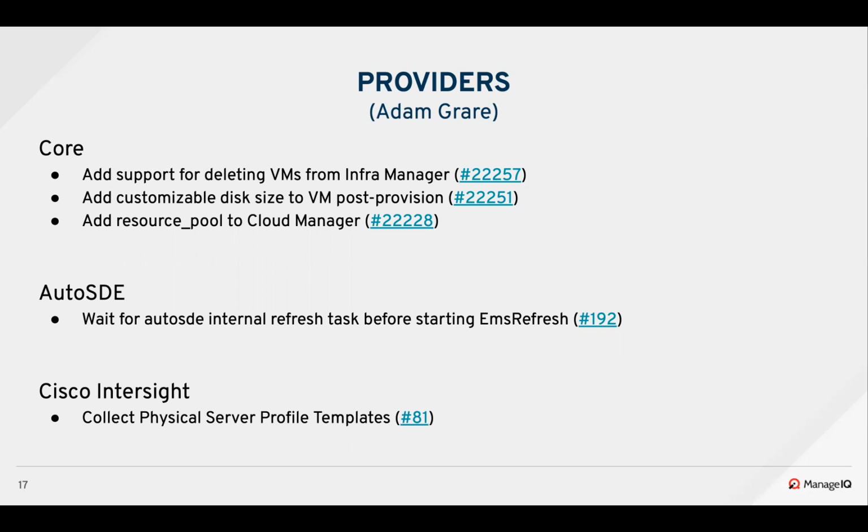For AutoSDE, they added another state in their EMS refresh state machine to wait for an internal AutoSDE refresh task to complete before starting our internal EMS refresh. Basically, what was happening was the storage would get provisioned, and we would immediately do a refresh, and it wasn't being represented in the API because it hadn't completed internally yet. And so they added a step to wait for AutoSDE to internally refresh their database so that the API would be reflective of the changes that were made.